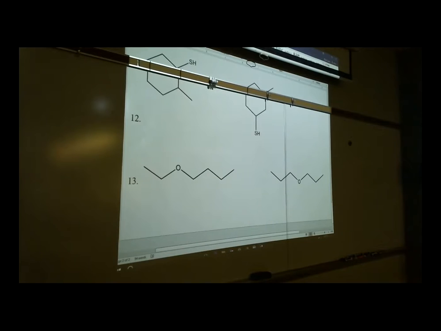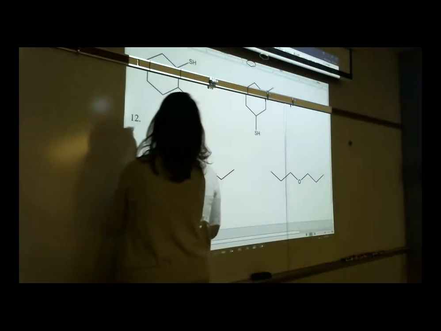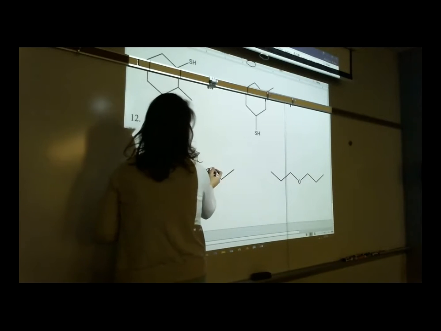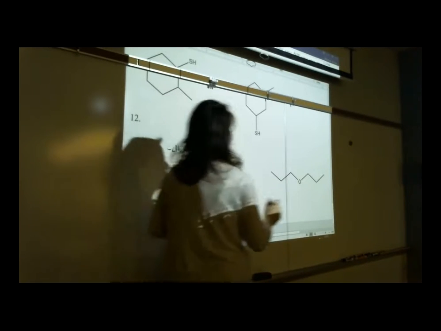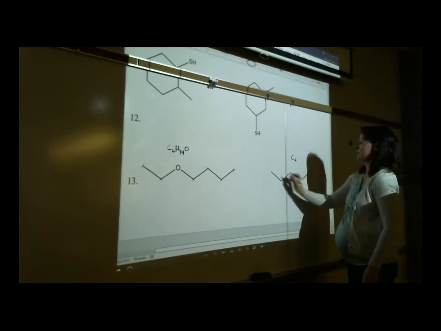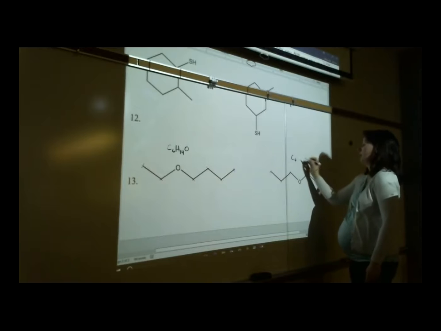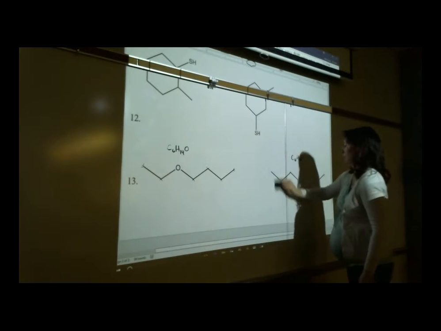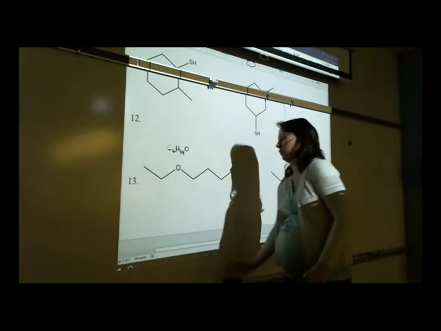And then the last one, let's count our carbons. 1, 2, 3, 4, 5, 6. C6. 1, 2, 3, 4, 5, 6, 7, 8, 9, 10, 11, 12, 13, 14. H14O. And the other: 1, 2, 3, 4, 5, 6. C6. 1, 2, 3, 4, 5, 6, 7, 8, 9, 10, 11, 12, 13, 14. H14O. So they have the same formula. So now what do we need to do? We just need to figure out, are they the same molecule or are they structural isomers, right?